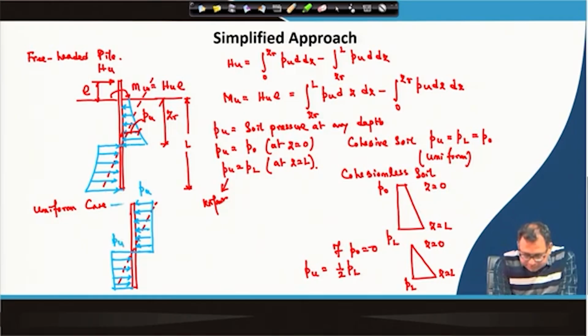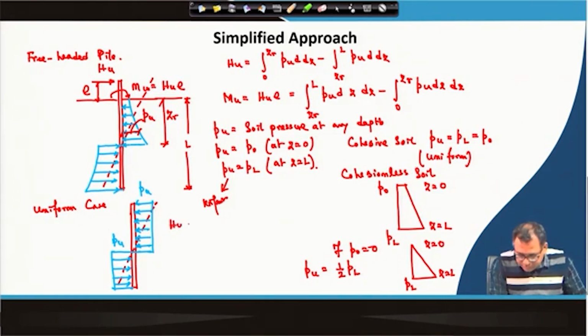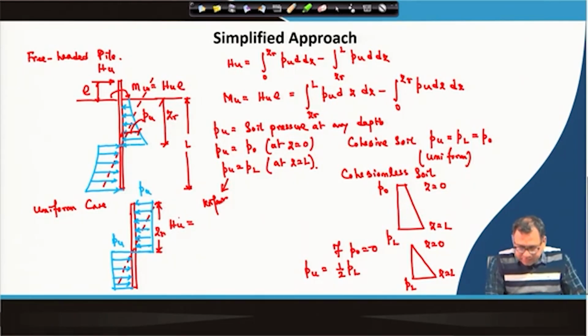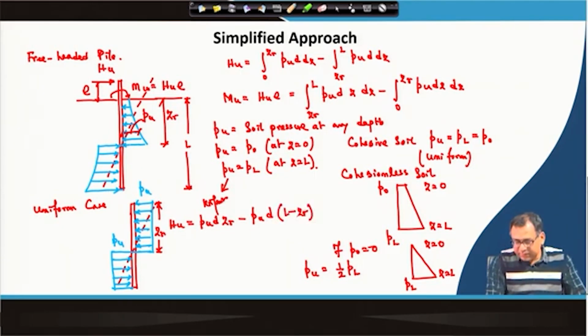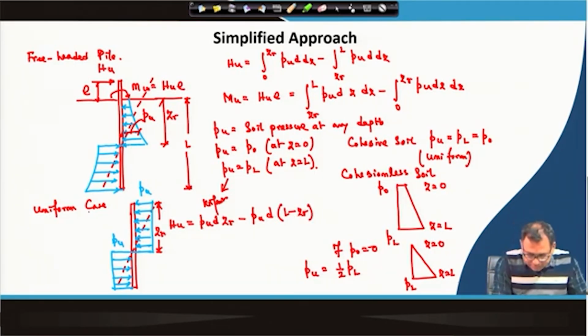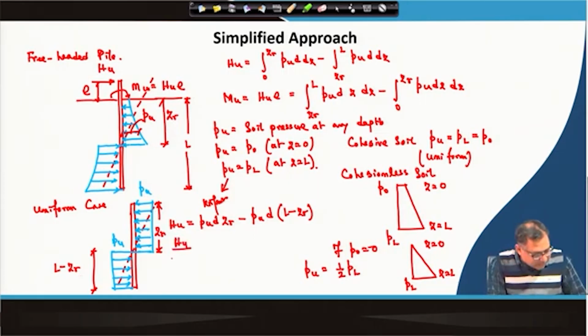Okay. So, for the uniform case, how can we calculate the H U expression? We can calculate H U, where this is Z R. This will be your P U, and you multiply D into Z R, then minus P U into D into L minus Z R. So, that is the total net reaction and that is equal to H U. So, finally, I will get an expression in terms of H U divided by P U D L, and that is equal to 2 Z R by L minus 1.